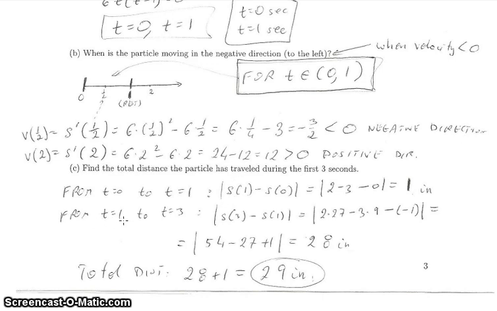And then from time equals 1 to time equals 3, you do the same thing. You evaluate where the particle is at 3 seconds, where the particle is at 1 second, find the difference, and take the positive only. That's why the absolute value. So it moved 28 inches from 1 second to 3 seconds, and then you just add these two distances. First it moved 1 inch, and then it moved 28 inches, so the total is 29 inches.